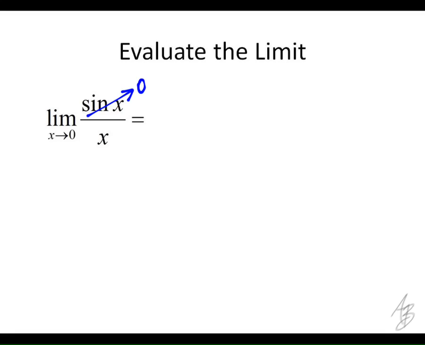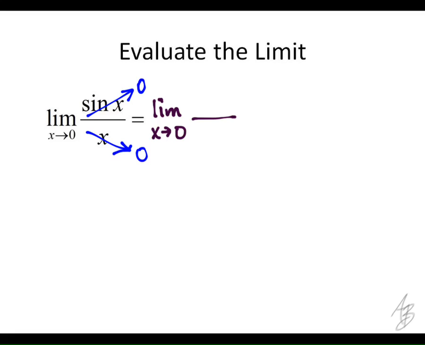So I'm going to make some notes on here. I know the numerator goes to 0. What does x do as x goes to 0? That one's an easy one. It goes to 0, right? So we get 0 over 0. L'Hopital's rule then says that we can evaluate this limit by evaluating the same limit, but by taking the derivative of the numerator and the denominator.